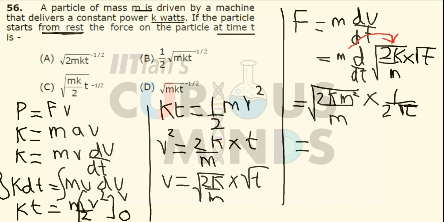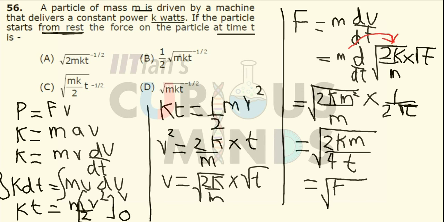So it will be equal to root of 2km divided by 4 into t. Last step: this will be equal to root of km divided by 2, or root of mk divided by 2 into 1 by root t. Now 1 by root t can be written as t raised to minus half, which is option number C.